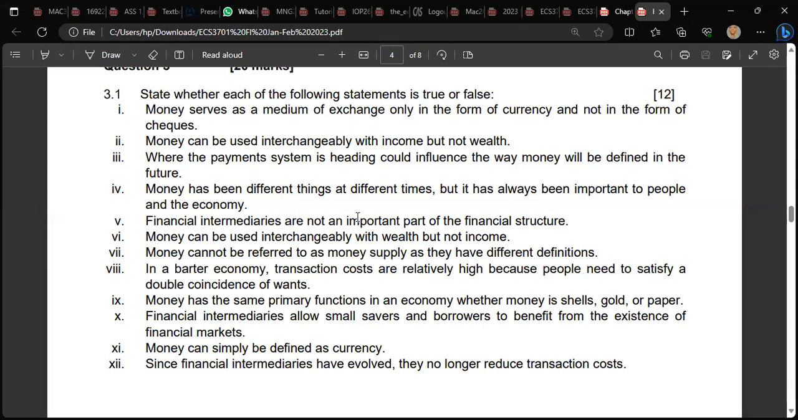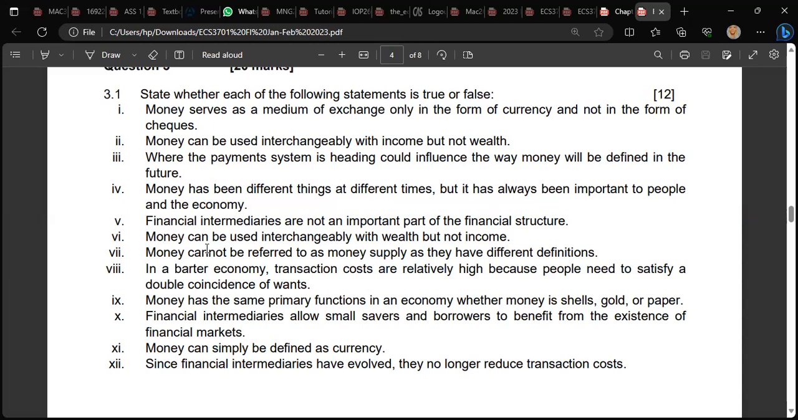Financial intermediaries are not an important part of financial structure. True or false? False. It's false. I agree there. Financial intermediaries are very important to the health of the whole financial system. They play a pivotal role. I think we were discussing this last time, that they link the lenders and the borrowers, right? Ones that have got surplus and the others that have got a shortage.